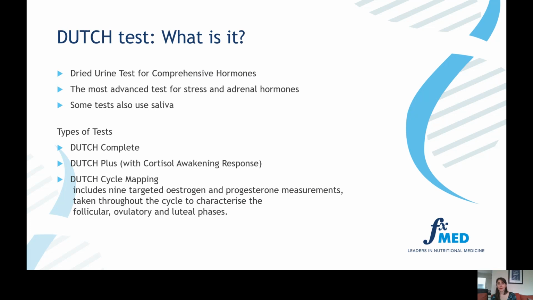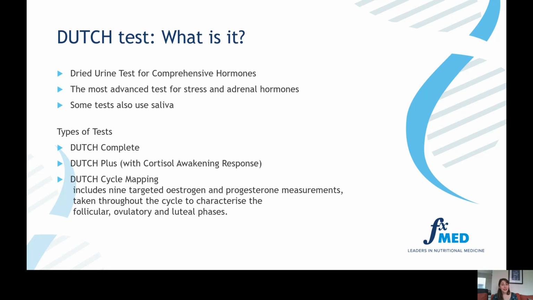What does DUTCH test stand for? Dried Urine Test for Comprehensive Hormones. One of the coolest things about this test is that it's really easy to take. You don't need a blood draw, you don't need a blood spot, so it's a really quick and painless way to take samples. This is considered the most advanced test for stress and adrenal hormones, and some tests also use saliva for tracking cortisol levels and cortisone levels.